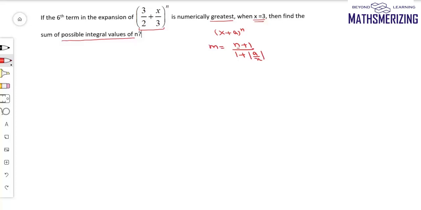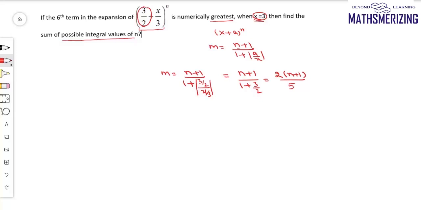So here we have to find the value of n. So I'll write m as (n plus 1) upon (1 plus a), now what's a here? A here in this case is 3 by 2, and then upon mod x, x in this case is x by 3. Now when we'll put x as 3, this value will be 1. So I'll write m as (n plus 1) upon (1 plus 3 by 2). So that should be 2 times (n plus 1) upon 5.